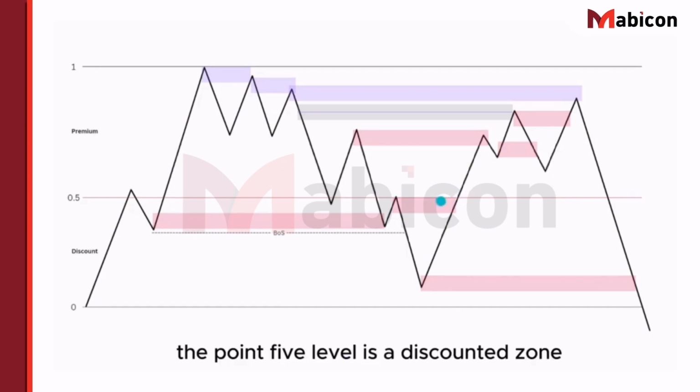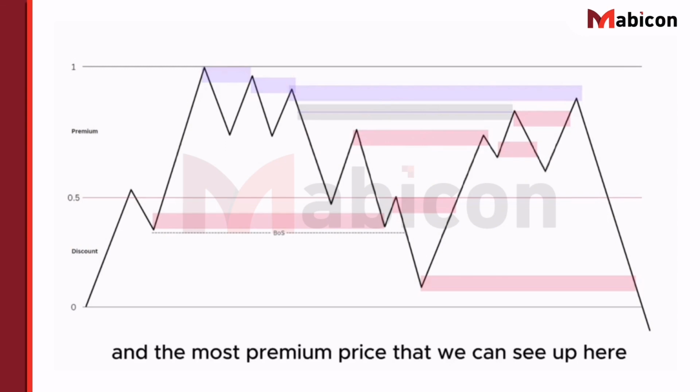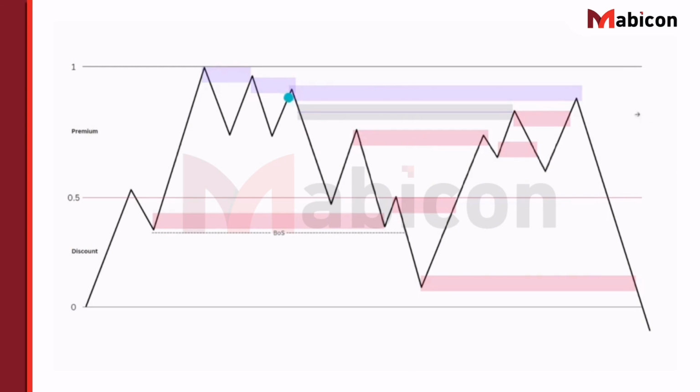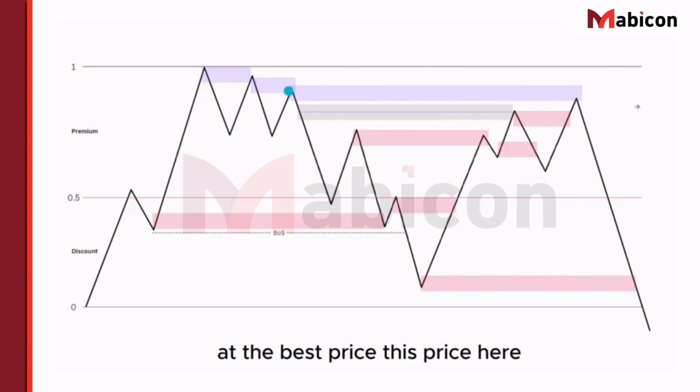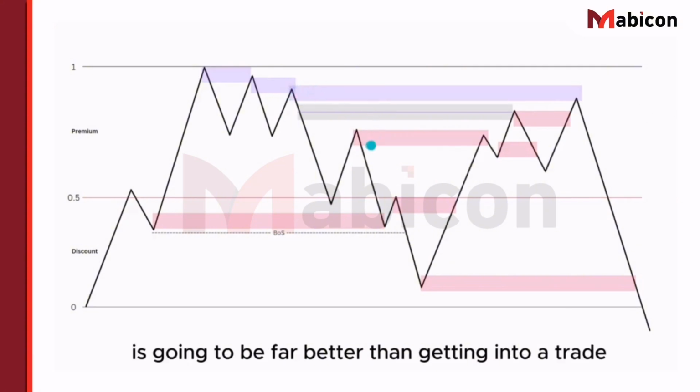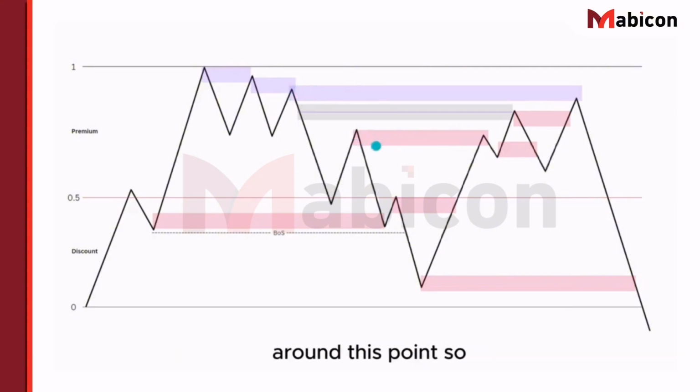Everything below the 0.5 level is a discounted zone. Everything above is a premium zone. So if we are looking to sell, we want to sell in a premium zone. And the most premium price that we can see up here is going to be this area here. So logically speaking, if the large institutions are trying to get in at the best price, this price here is going to be far better than getting into a trade around this point.